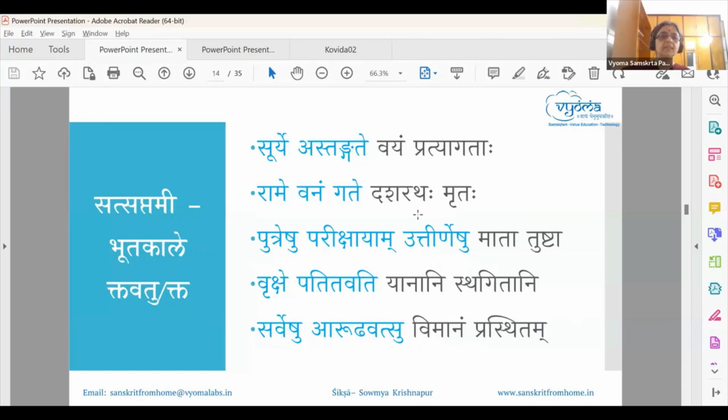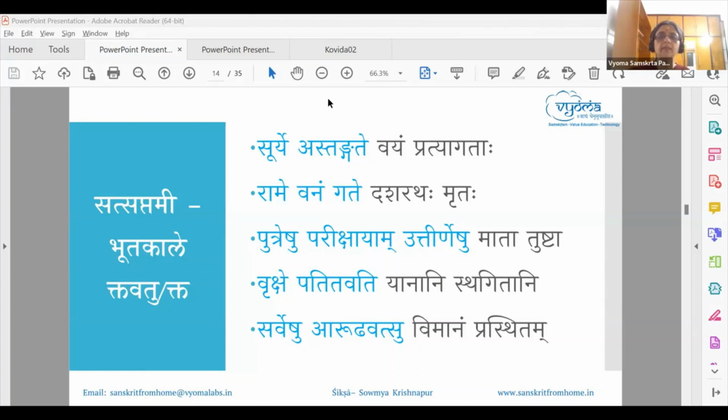So this is Sathi Sapthami in the past tense. Surye astangate vayam pratyagataha. When the sun set, we came back. So this is in past tense. So far we saw the present tense usage.